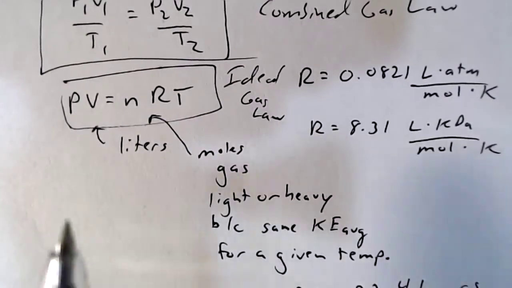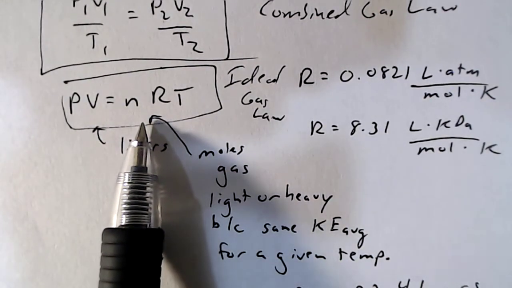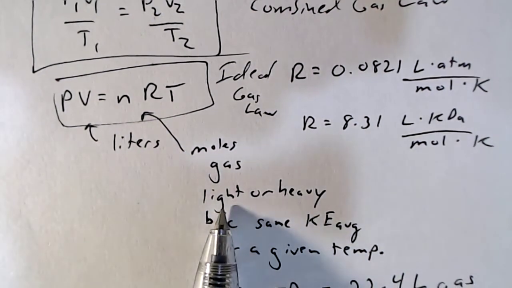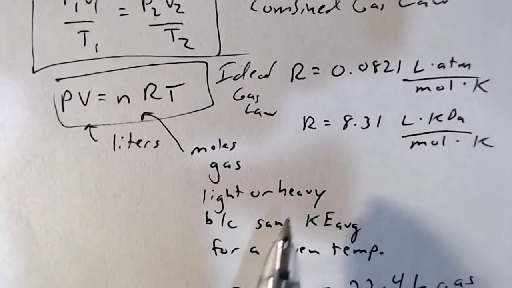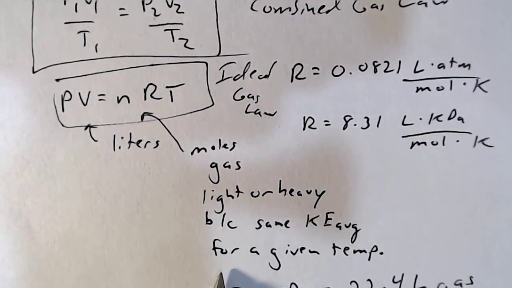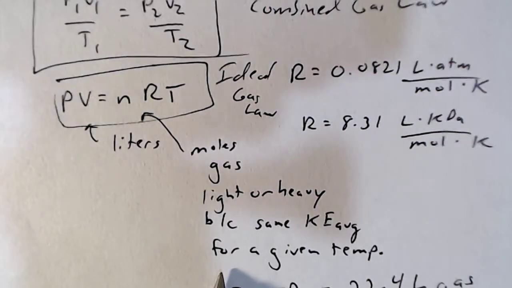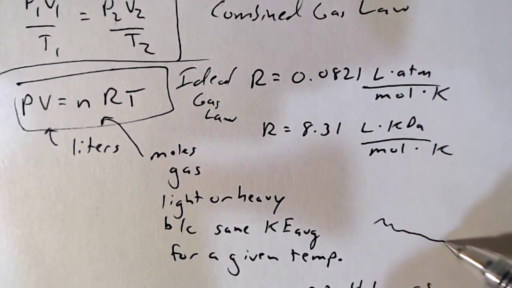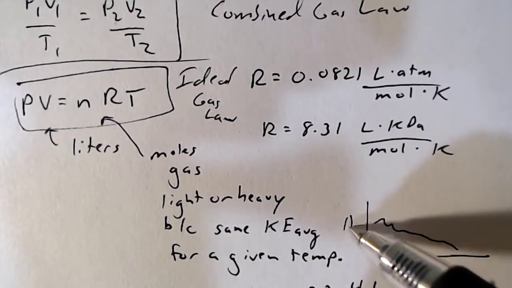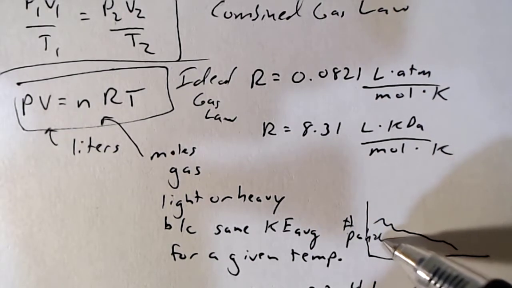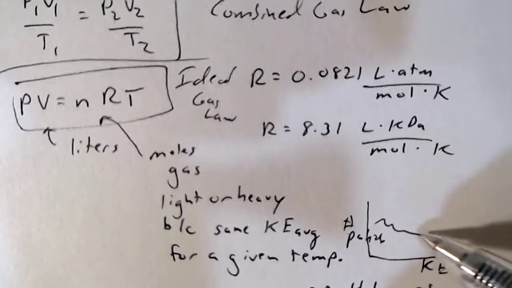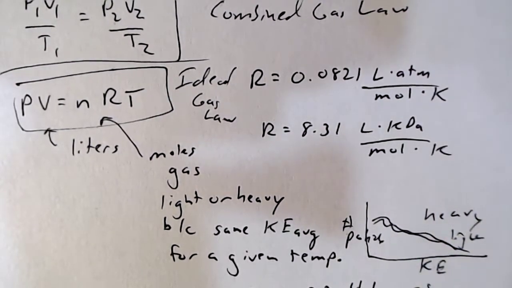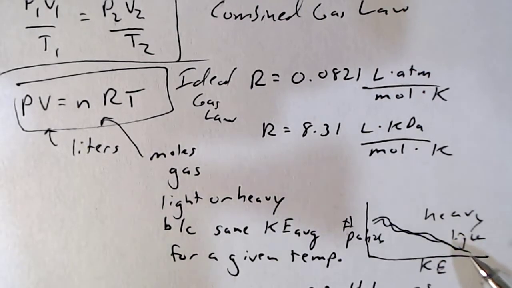So when you're plugging into PV is equal to nRT, you are just plugging in moles of gas. It doesn't matter whether those are light or heavy gas particles. All gas particles for a given temperature have the same average kinetic energy. You should have seen it in the simulation last time. We had a graph of kinetic energy versus the number of particles. That would have been about the same for the light or the heavy particles. They had the same average kinetic energy because they were at the same temperature.